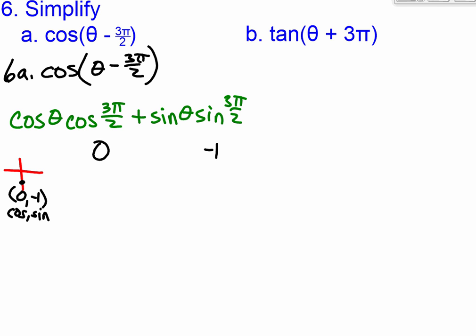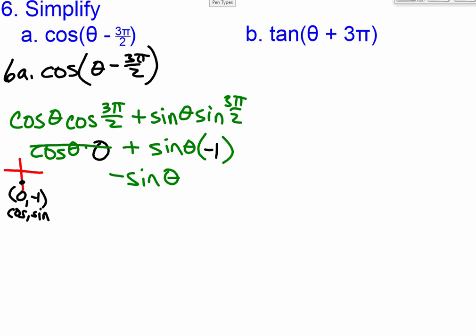And then these can just stay. Cosine theta times 0 plus sine theta times -1. And so this one cancels out, and so it's negative sine theta for that one. And again, you know, we want to kind of show things out as we go through it. Then the next one, 6b, I'm just going to write it here.